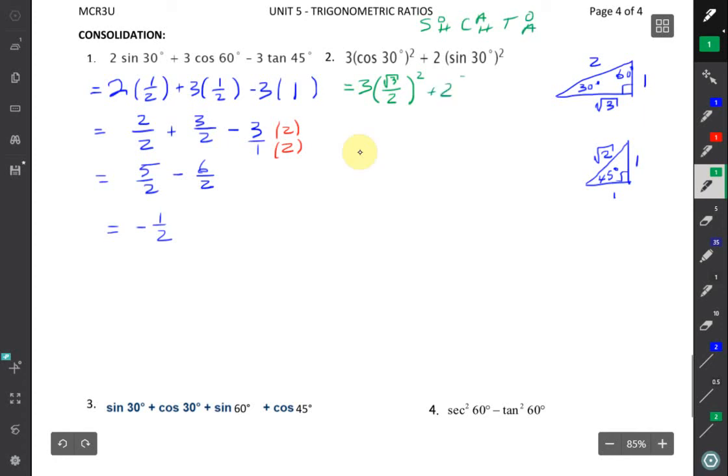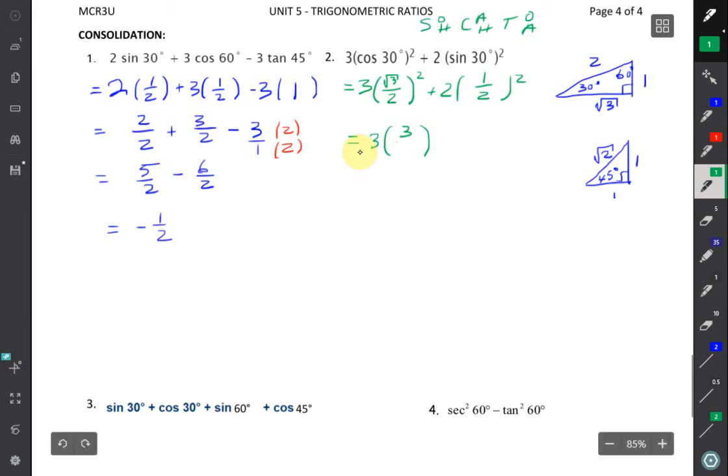Plus 2 times the sine of 30 squared. The sine of 30 is the opposite over the hypotenuse, which is 1 over 2. Now I'm going to square each of these numbers. So 3 times root 3 squared is going to end up being 3, because that's the definition of a root. When you multiply it by itself, you get that number.